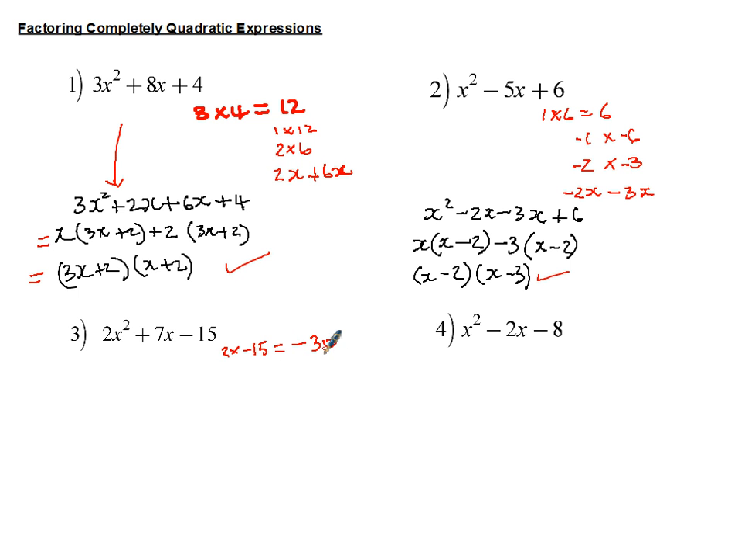Now this time you want to find two numbers so that when you multiply them you get a negative 30, right? That means the numbers must have different signs. At the same time you have to remember that you want to add and get a positive 7. When you're adding numbers of different signs, the sign of the answer is going to be the sign in front of the larger absolute value.